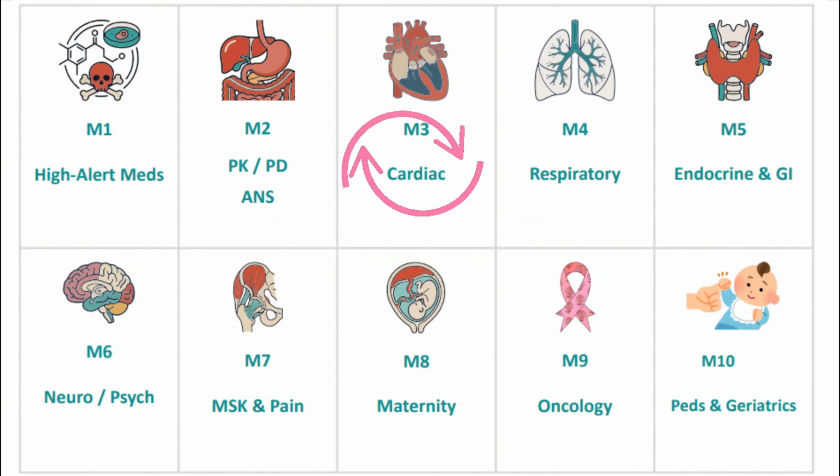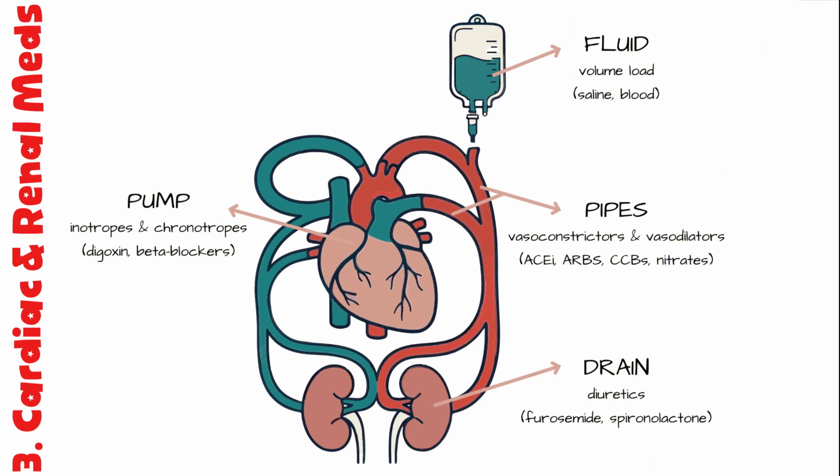Module 3, Cardiac Pharmacology and the Hemodynamic Core. Stop thinking of heart drugs and kidney drugs as two separate topics. The NCLEX tests them as one closed loop. Think like a plumber. There are 4 parts to this system: the pump, the pipes, the fluid, and the drain.